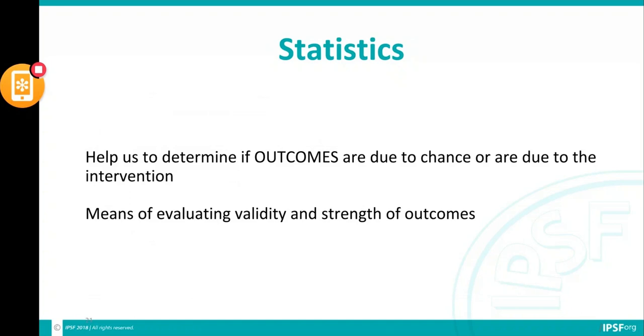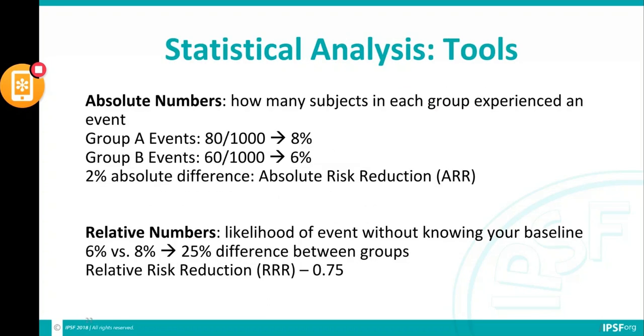So statistics help us, like we mentioned before, determine if those outcomes are due to chance, bias, or if they're truly due to the intervention that's been in place. And it's a means of evaluating the validity and strength of our outcomes so that we can use them to further our own research. So I'm going to briefly go through a few tools. This could be its own class and its own webinar altogether. So I just want to give you a brief idea of how outcomes can be represented in papers.